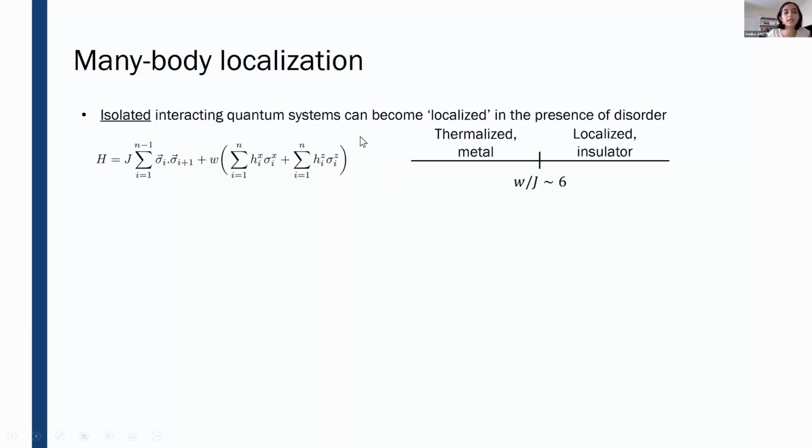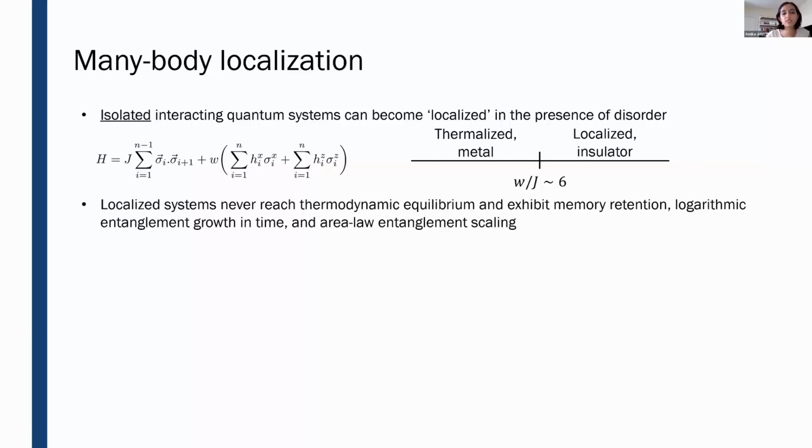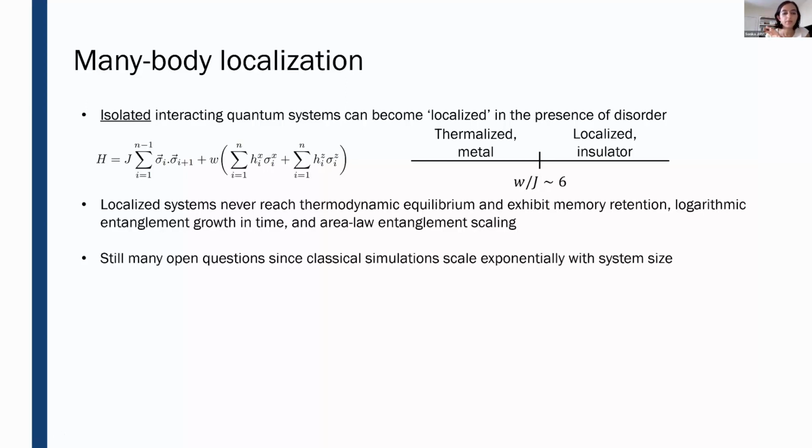A typical model that's written down to study this effect is a Heisenberg model with disorder. I won't go much into the details of it because I know many people are not from a physics background, but basically this is the technical model that we'll study on the quantum computer. And when you have a localized system or an insulator, you never reach thermodynamic equilibrium. You have things like memory retention, your entanglement grows very slowly in time, etc.